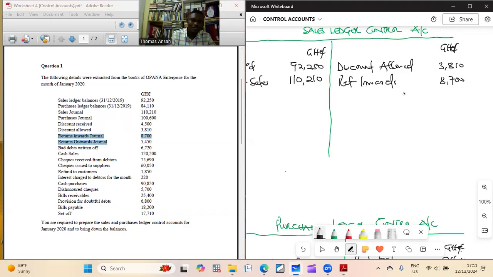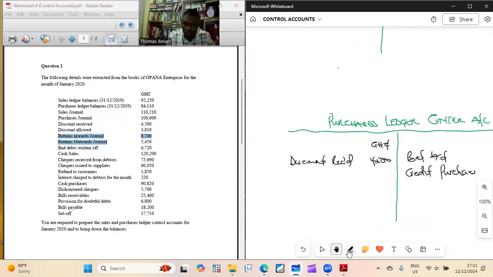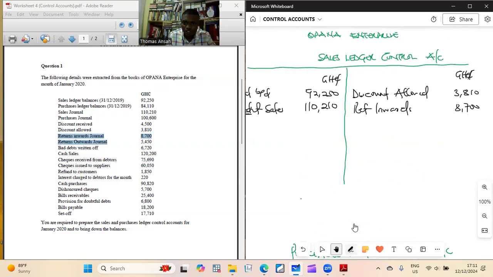8,700. That is that. Then there is return outward. You should know where it should be. Return outward. That is 5,450. That is it. Then bad debt written off. It has already been written off, so it means that we are reducing our debtors figure. Bad debt written off is 6,720.